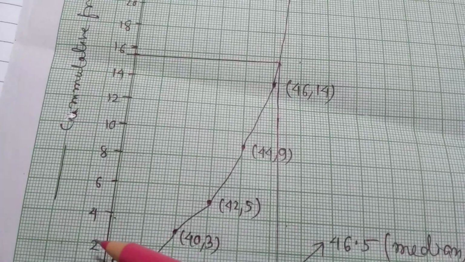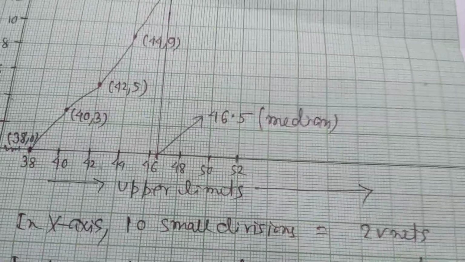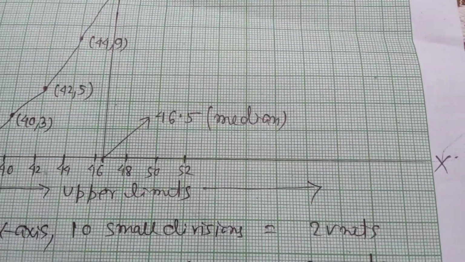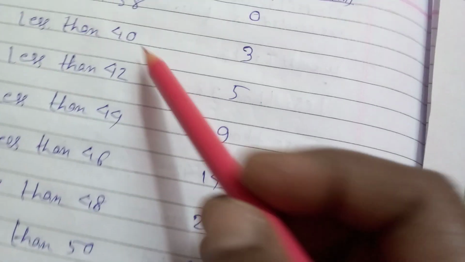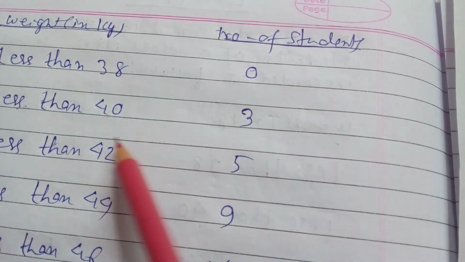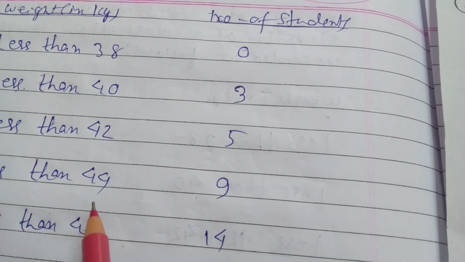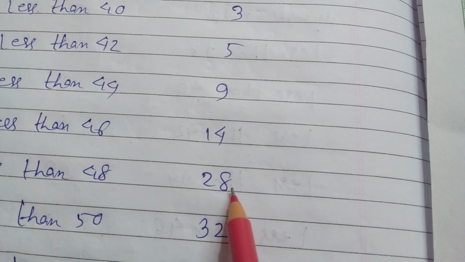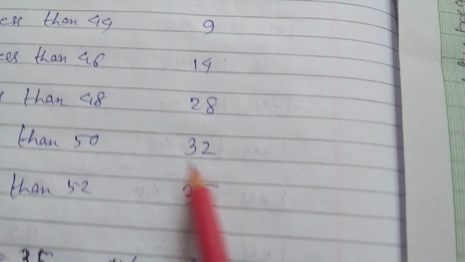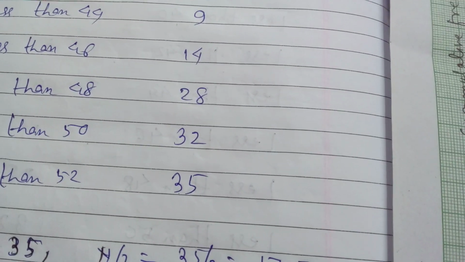In the y-axis, numbers 2, 4, 6, 8 are taken in this way. So in the y-axis also 10 small divisions equal 2 units have been taken. Now look. The first point is 38, 0, second is 40, 3, then 42, 5, 44, 9, 46, 14, 48, 28, 50, 32 and 52, 35. I have plotted the points on the graph.